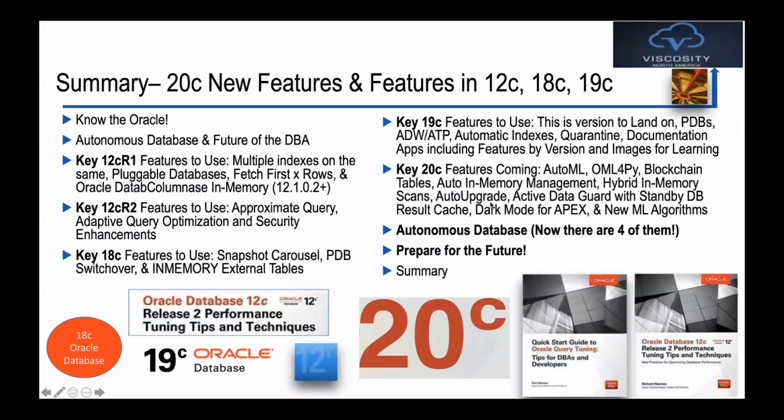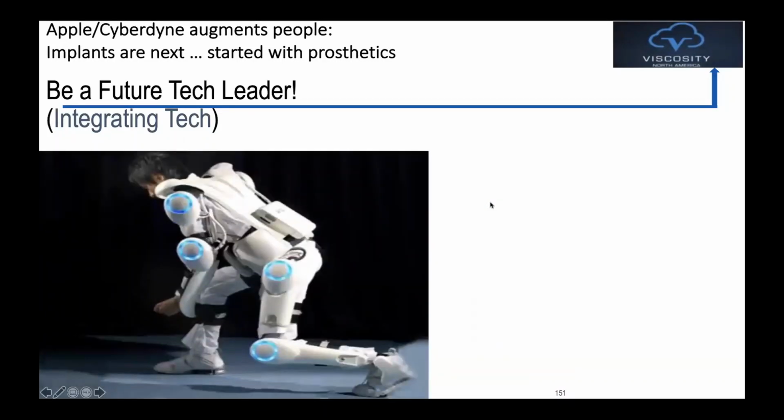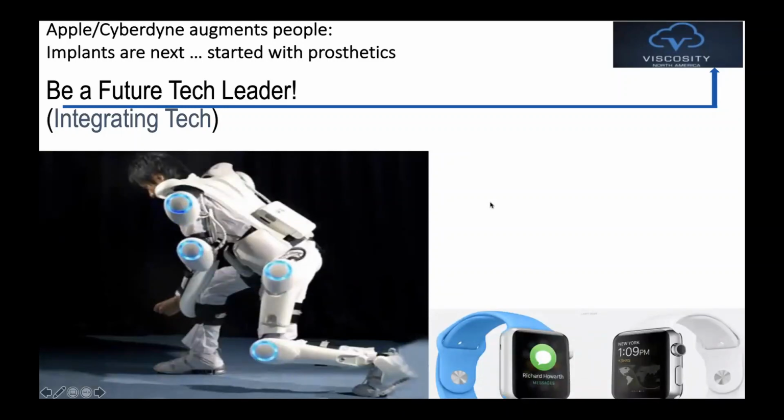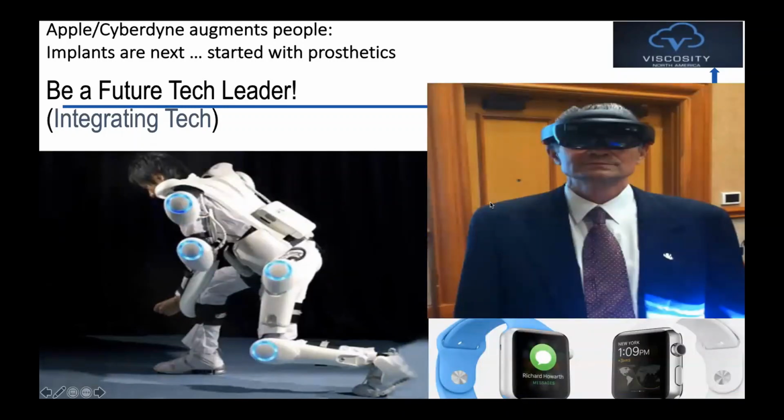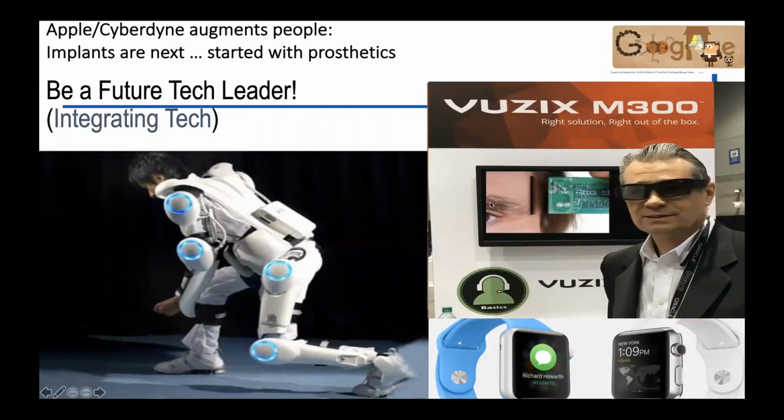So what do we look at? What's important now? Understand 12C, understand 18C, so that you can go to 19C and don't miss those features. Know what's coming in 20C, then start to use Autonomous Database for machine learning and integrate some of these future technologies for your system. Be a future tech leader. Integrate technology, whether it be a suit, a watch, maybe some virtual reality, or maybe some slimmed down augmented reality, or maybe just some coffee.